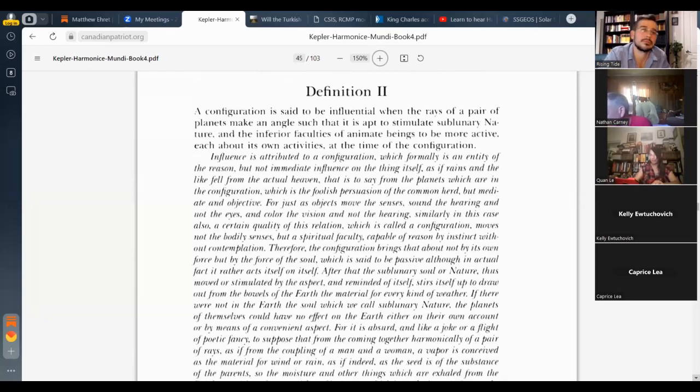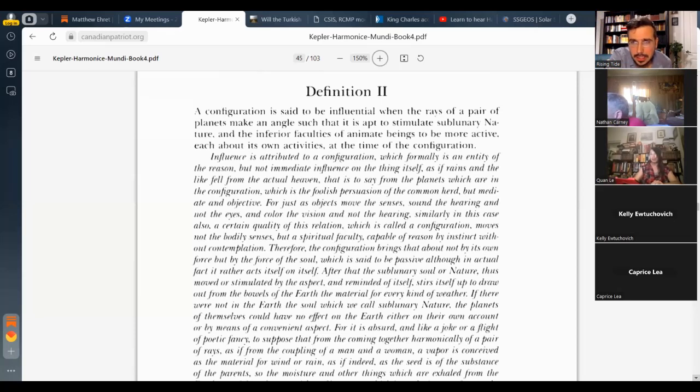A configuration is said to be influential when the rays of a pair of planets make an angle such that it is apt to stimulate sublunary nature and the inferior faculties of animate beings to be more active, each about its own activities at the time of the configuration.